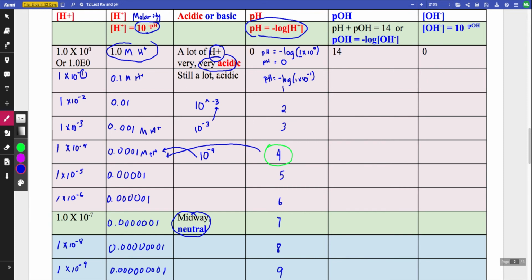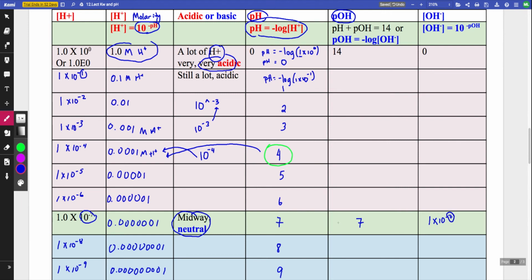So if there is a potential for hydrogen, there is also a potential for hydroxide. In the neutral range, if this is 1 times 10 to the negative 7, that means that the hydroxide is also 1 times 10 to the negative 7. Which means that this, which is called pOH, is going to be 7. Because you take the negative log of that, you will get the number 7.